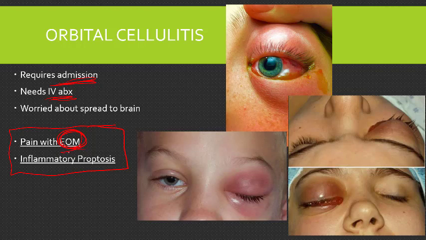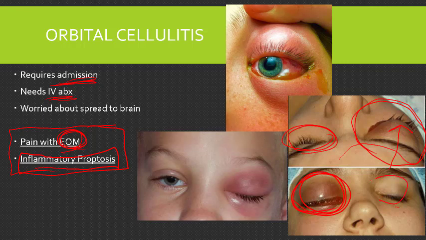Now, all of these pictures look really bad, and they look really obvious, unlike the last slide, okay? Notice that when I'm doing these teachings, I'm trying to find the best, most beautiful example picture, but in real life, these are a lot more difficult to differentiate. So if you see this inflammatory proptosis that I'm showing you in this picture over here, you can see how that eye is coming out of the orbit as compared with the other one. And here's another picture of it. You can see the eye is coming out of the orbit. You can see a little bit of that in this picture here, even without comparison.